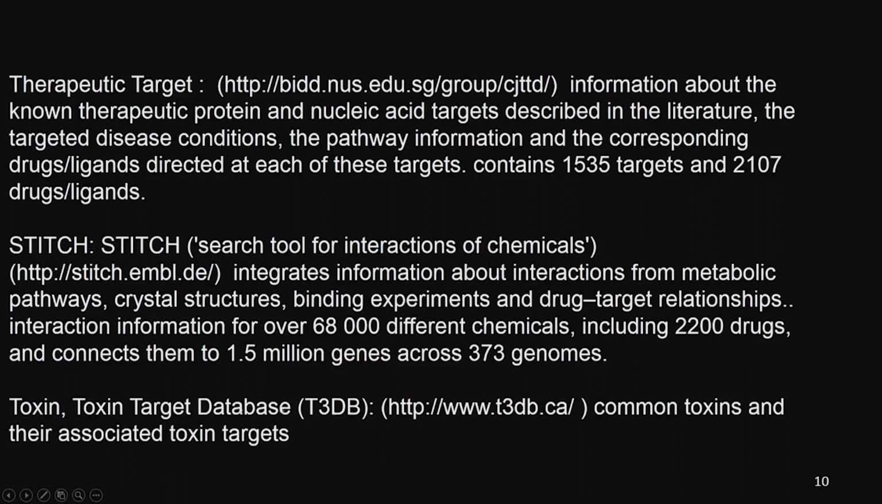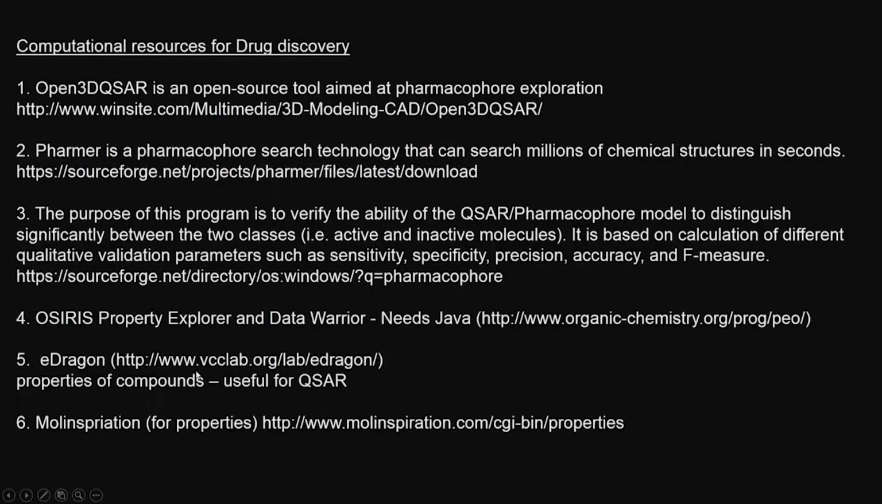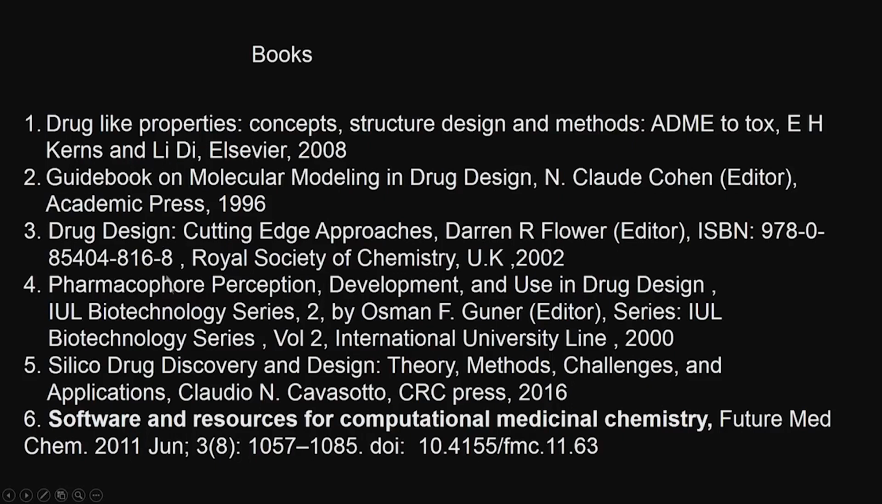Then there is a T3DB toxin target database, so the common toxins and their associated toxin targets we can identify using this database. So a lot of softwares, and I am sure you guys may be finding your own software as you keep searching the web. Books, there are some good books, Drug-like Properties: Concepts, Structure, Design and Methods, ADME to Tox, this is a very good book. And then you have a guidebook on molecular modeling in drug design, pharmacophore perception, in silico drug design, software and resources for computation. So very good books are there, you guys can have a look at them.